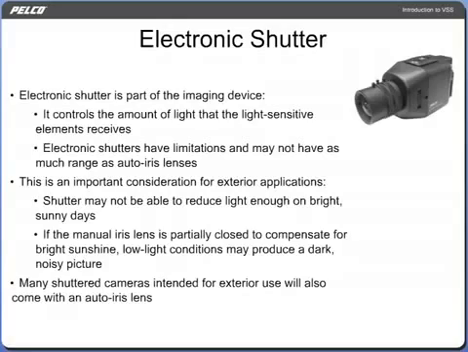If light control is totally dependent on a shutter, a manual iris lens is used instead of an auto iris. In an exterior application, the shutter may not be able to reduce light enough on bright sunny days, resulting in portions of the picture washing out. If the manual iris lens is partially closed to compensate for bright sunshine, low light conditions may produce a dark, noisy picture. Many shuttered cameras intended for exterior use will also come with an auto iris lens.